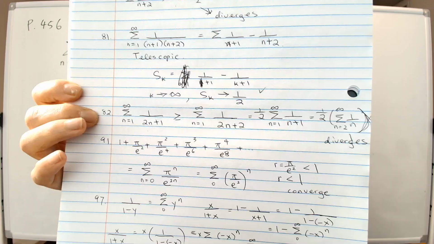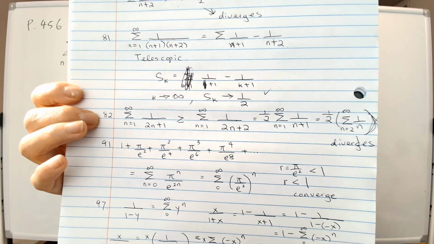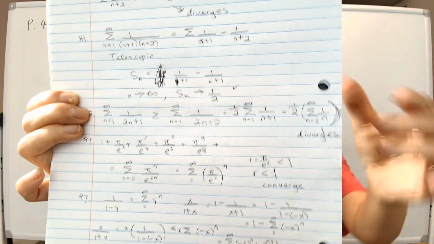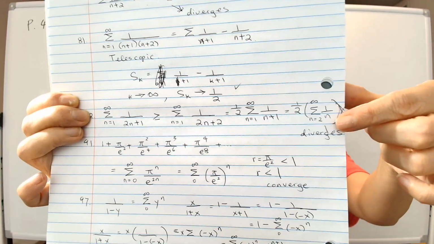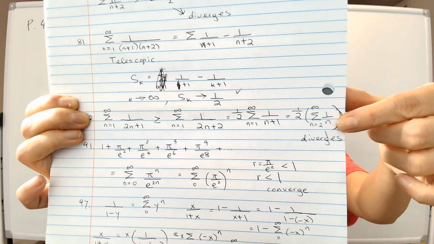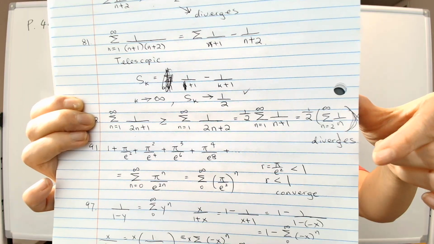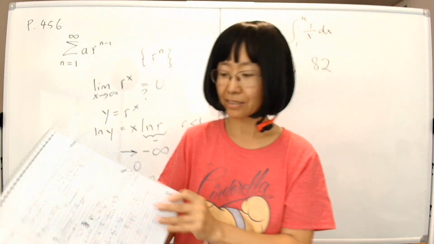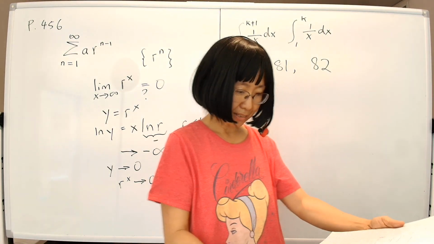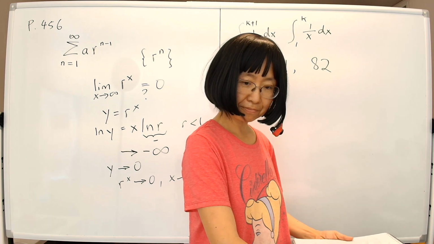Well, the sum of 1 over n plus 1 is just the same as the sum of 1 over n with the index adjusted. That is, you start counting n at 2 instead of at 1. So that will work out. And that, of course, diverges because that's the harmonic series. And that's the end of problem 82.